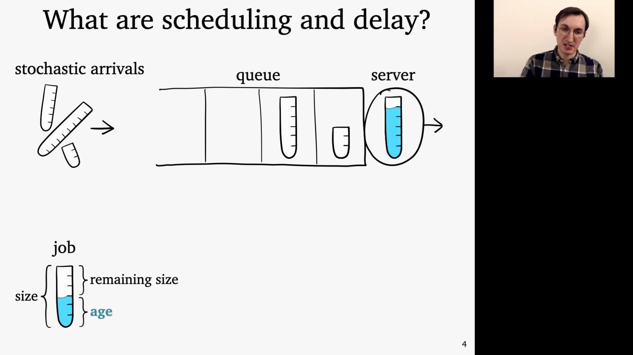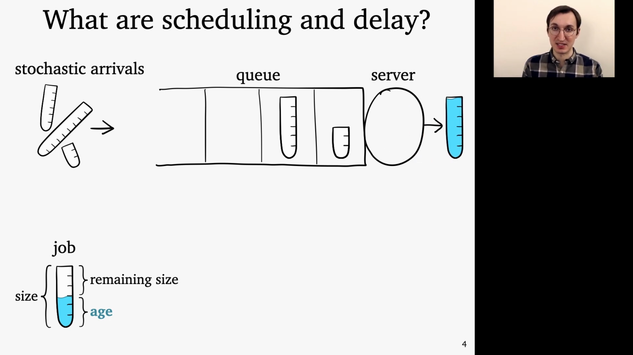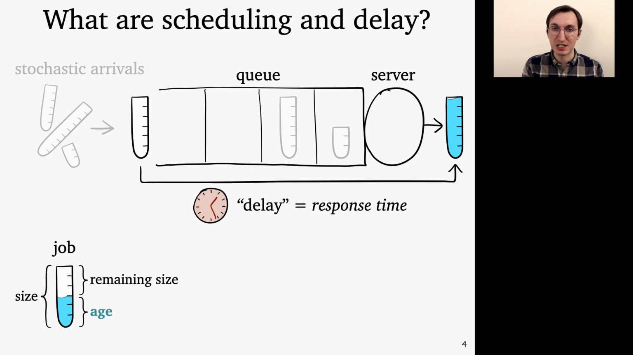So let's continue the story of maybe this job at the server. Eventually its age reaches its size. This job is now complete, and so it exits the system. The total amount of time the job spent in the system between its arrival and departure is called the job's response time. And so this is what I mean when I say delay. For the rest of this talk, delay is a synonym for response time of jobs.